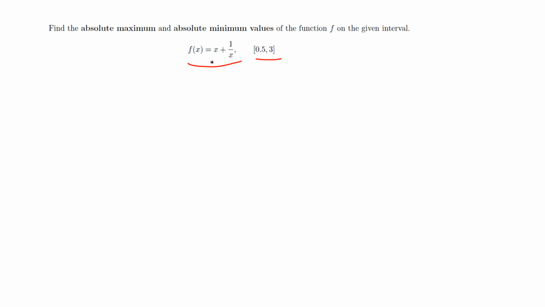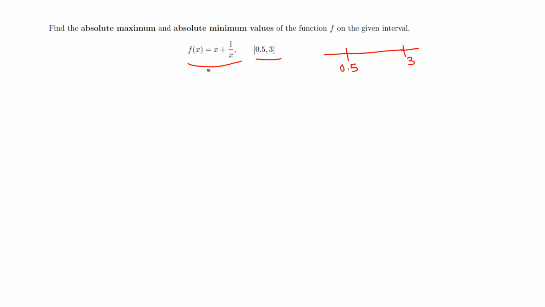Look at this function. The domain of this function is all real numbers except 0, because 1 over 0 is undefined. But our interval is just from 0.5 through 3, so 0 is not even included. So we are good. We don't have to worry about 0.